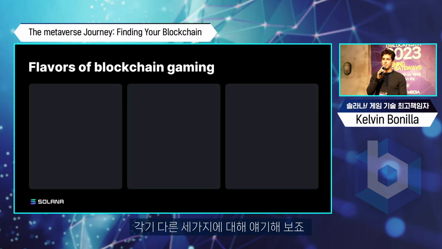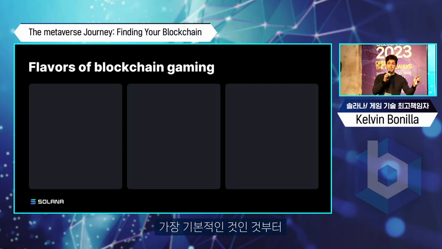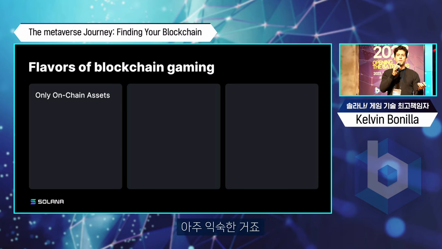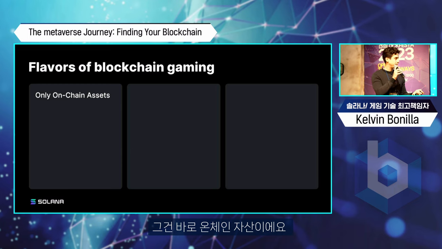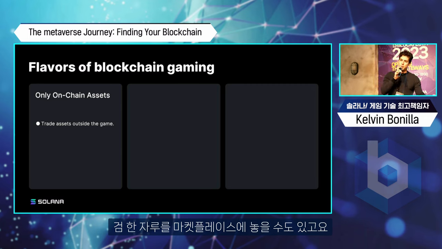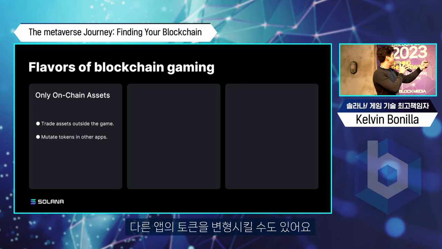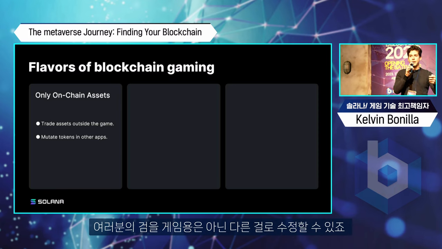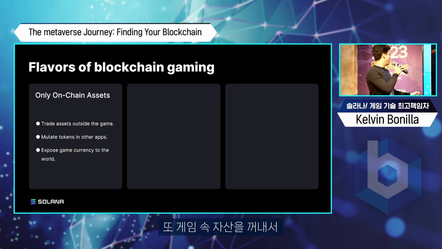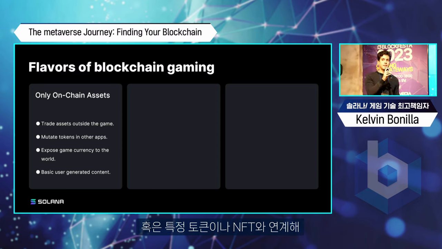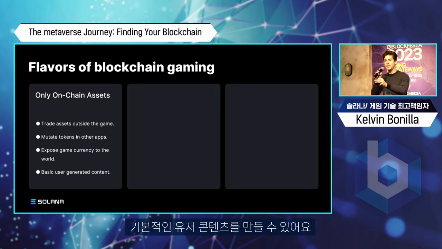So we're going to talk about three different flavors of blockchain gaming today, and we're going to start with the most basic one and go all the way to the most advanced one. The most basic one is one we are all very familiar with, and that is on-chain assets only. These are assets that you can trade outside of the game. You can take a sword, put it on a marketplace. You can also mutate the tokens in other apps. So you can take another application and modify your sword in a different one that is not the game. You can also expose the money in the game to be used in the real world. And you can use basic user-generated content by associating in-game activities with a specific token or NFT.